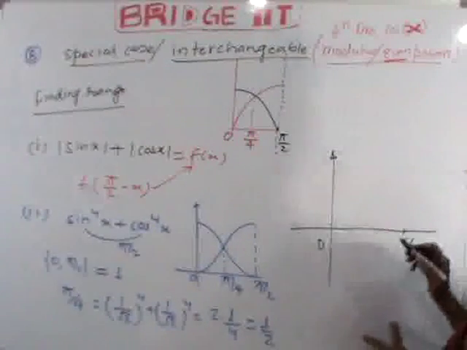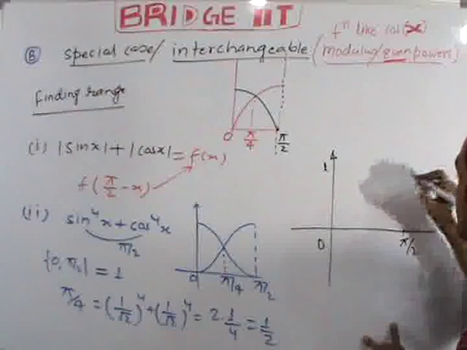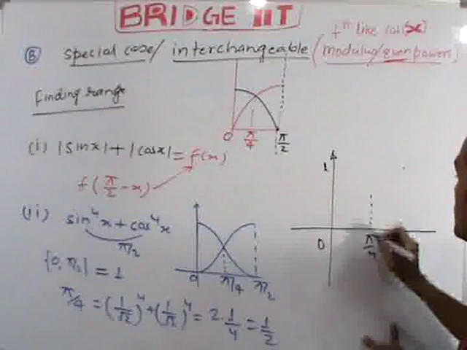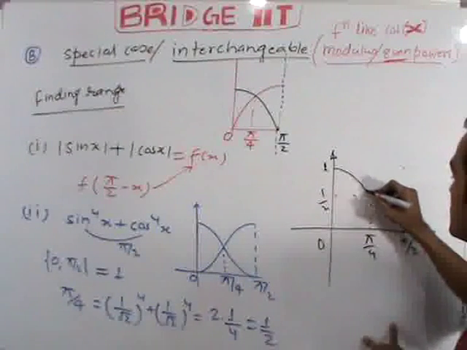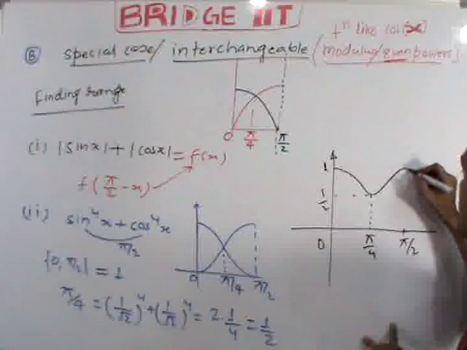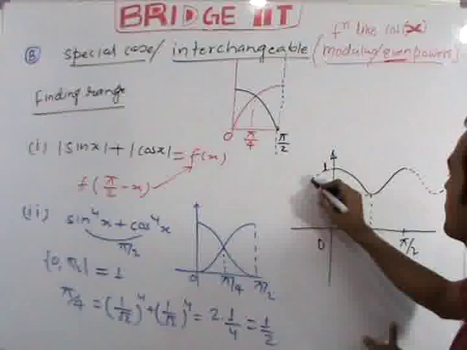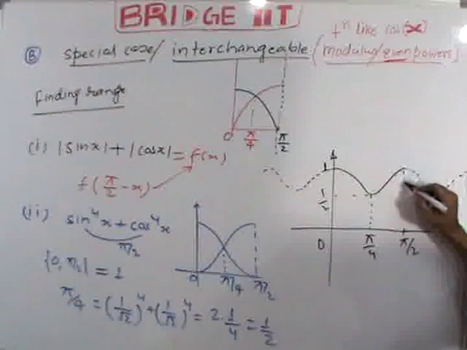Okay. So at 0 this value was 1, at pi by 2 this value was 1, at pi by 4 this value is 1 by 2. So its graph has to be like this. Okay, it will start repeating like this. Is it fine? Okay. This is pretty much easy.